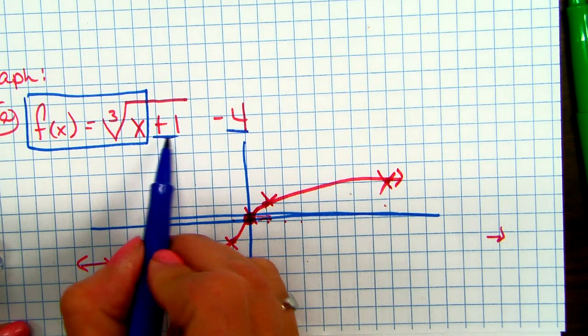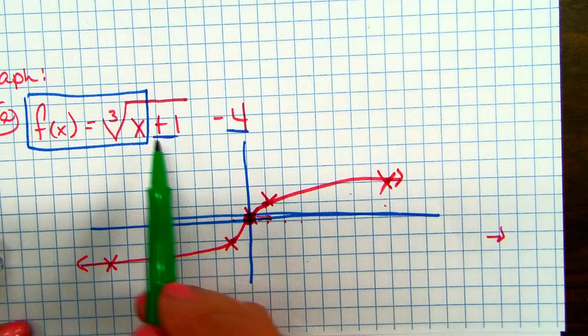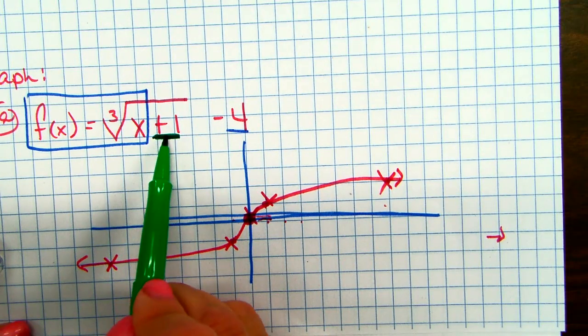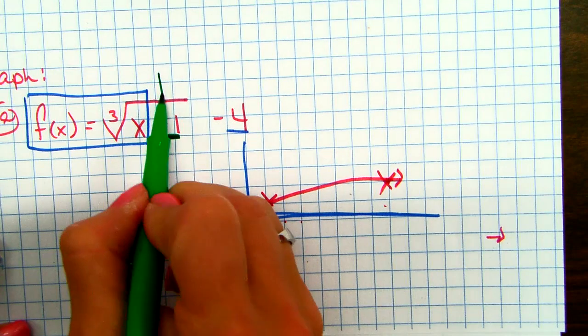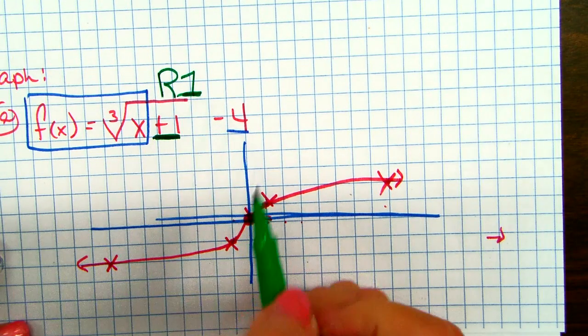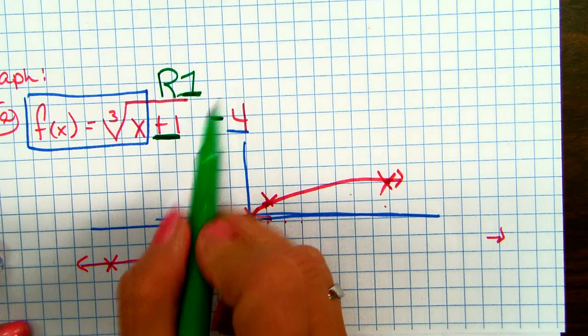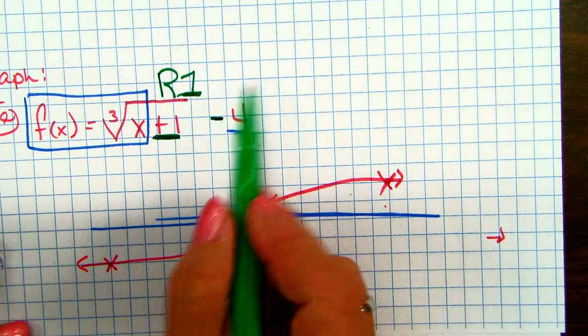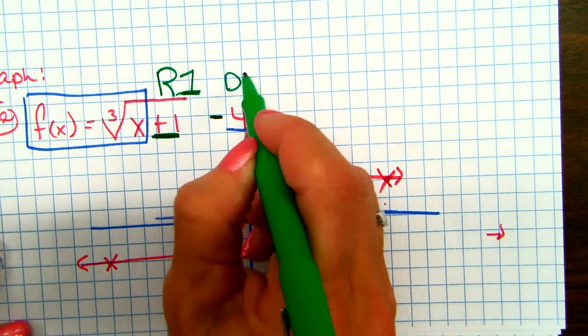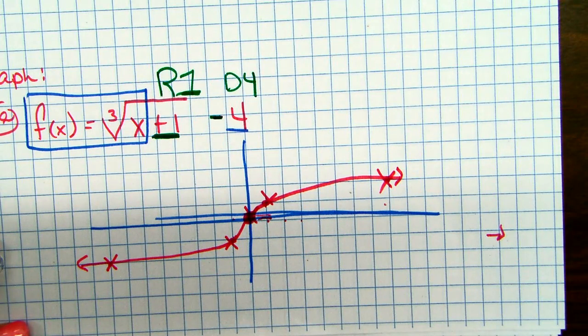What does plus 1 do to our graph? It moves us what direction? What does this move us? Up. Right. You got to know that, remember. And then this would be what? Right? Guys, don't forget what you already know.